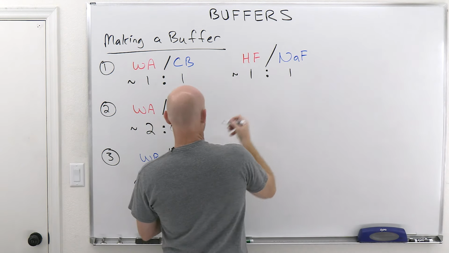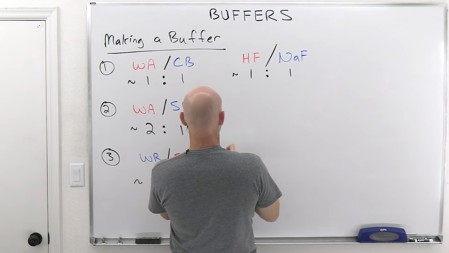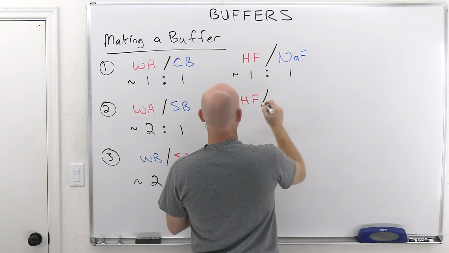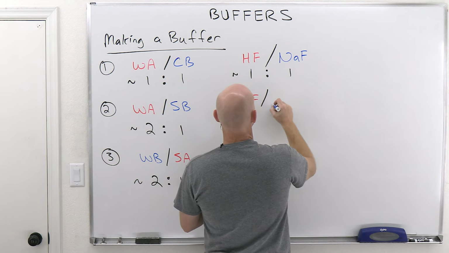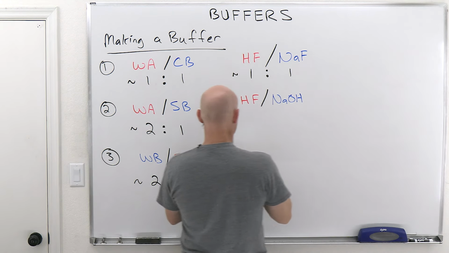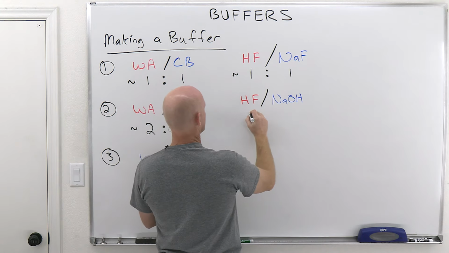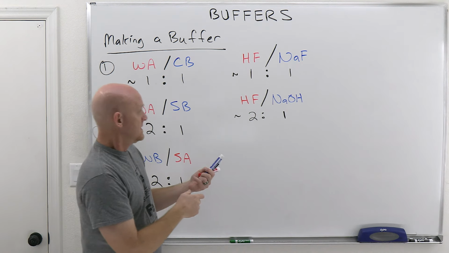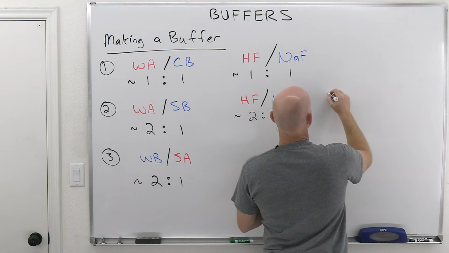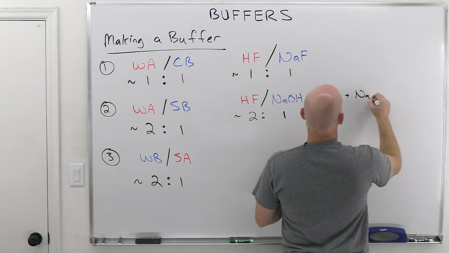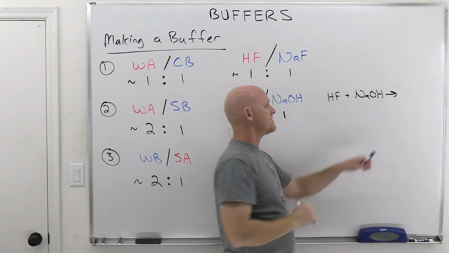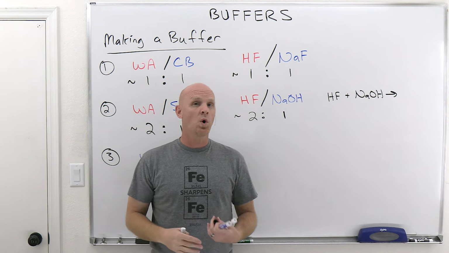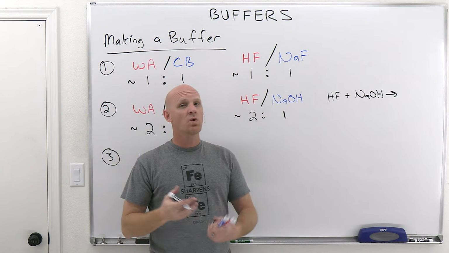So for example, if we take a look at mixing HF with your most famous strong base of all time, NaOH, once again we're going to do this in roughly a 2-to-1 ratio. It doesn't have to be exactly 2-to-1, but somewhere in that ballpark. So if you look at what's really going on here, you've got HF being neutralized by the NaOH. And you might recall that a strong base dissociates completely, which means it reacts completely with water, where it acts as the base and water acts as the acid.